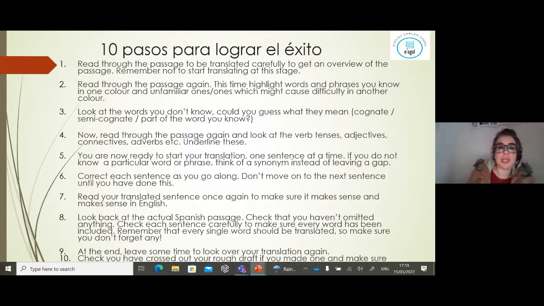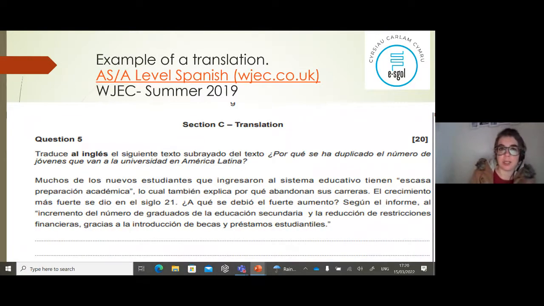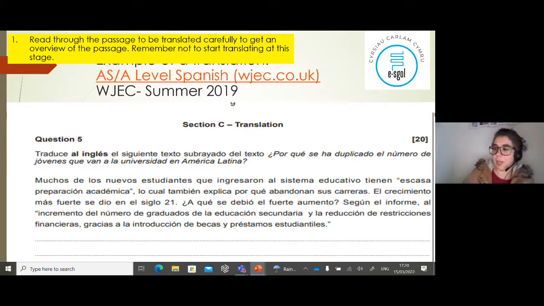So let's have a look then at some examples of the translations. You can get a few if you click on the AS A-Level Spanish website with WJEC. This has been taken from a past paper from 2019. So we're going to go through the steps that we've highlighted earlier on. The first one is read through the passage to be translated carefully to get an overview of the passage. Remember not to start translating at this stage.